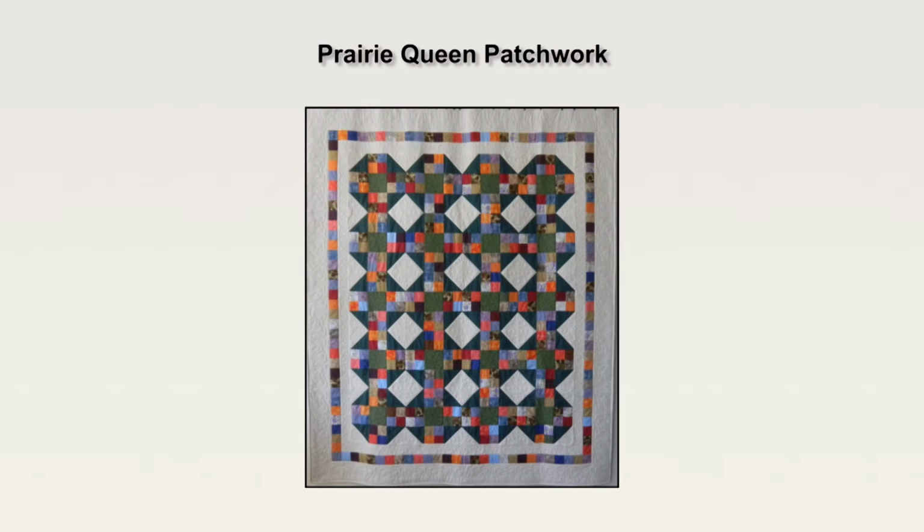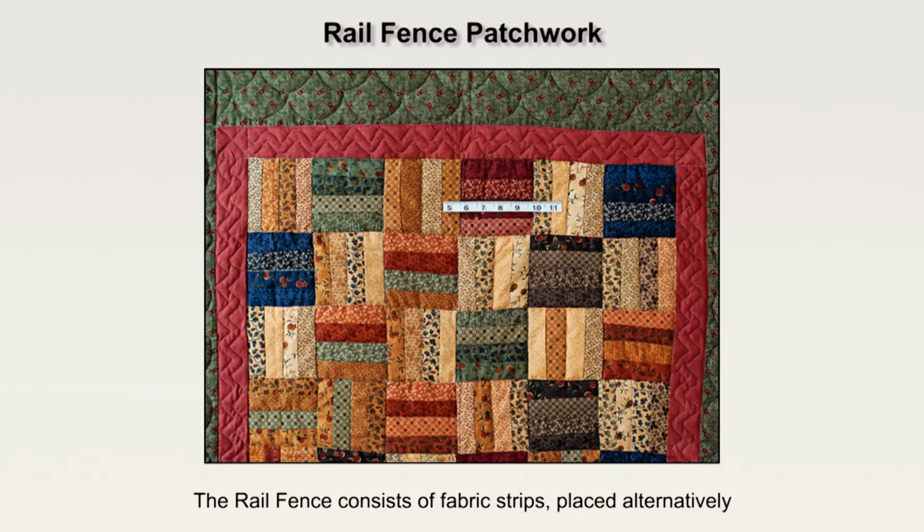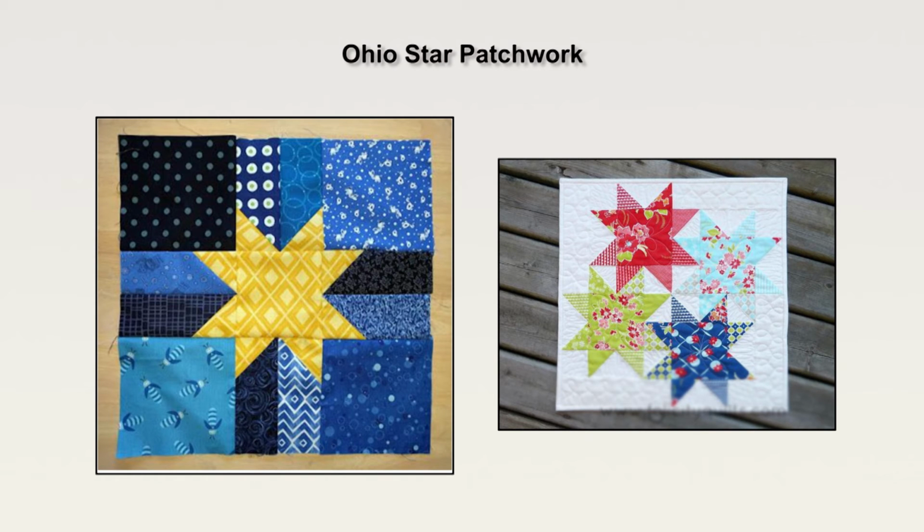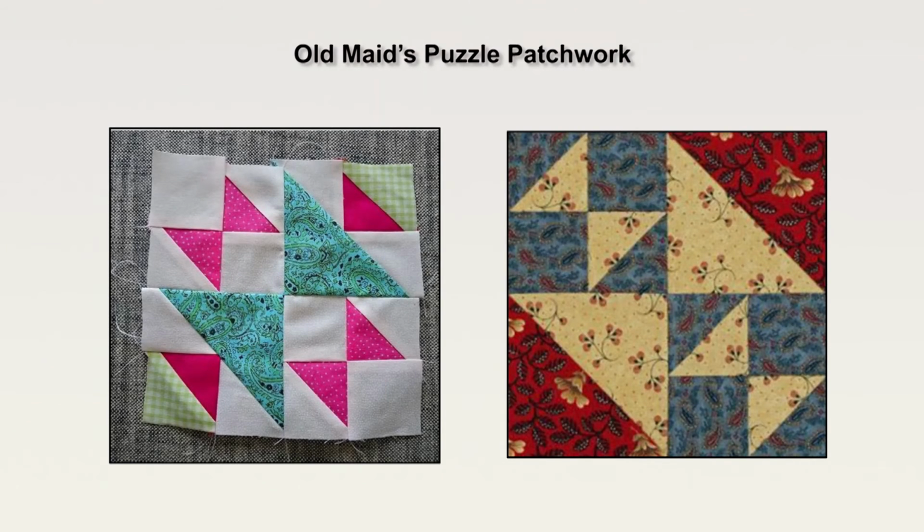Here is an example of the Prairie Queen patchwork. This is an example of the rail fence patchwork. It consists of fabric strips placed alternatively. These are ocean waves patchwork. This is an Ohio star patchwork. Here are images of an old maid's puzzle patchwork.